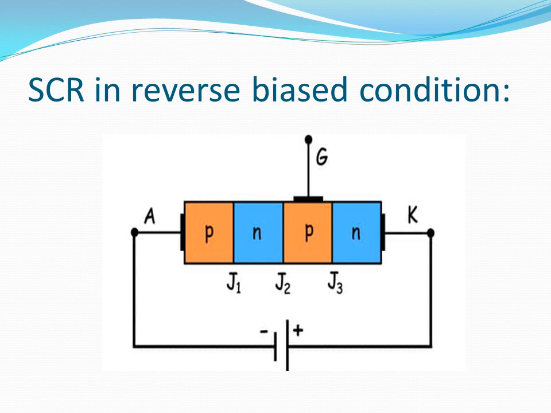Now here is the SCR in reverse biased condition. Here you can see the battery is connected in the opposite manner, that is anode is connected to negative and cathode is connected to positive. So under this condition the junctions J1 and J3 will be reverse biased and J2 will be forward biased.